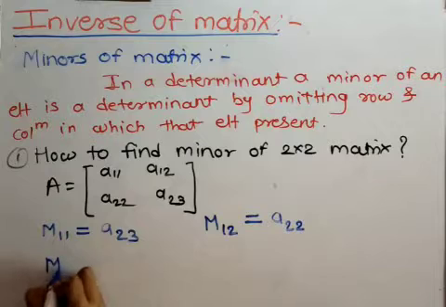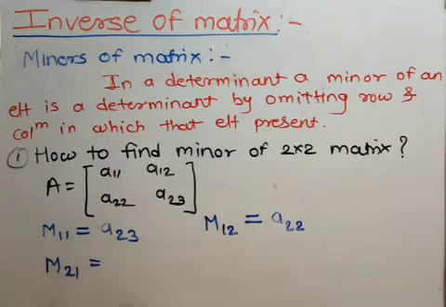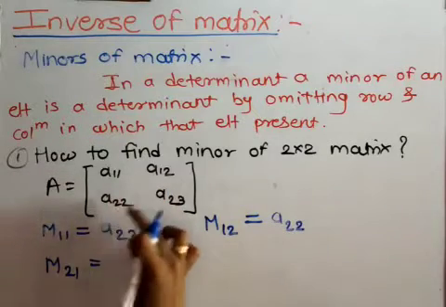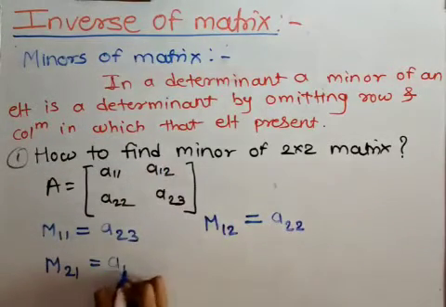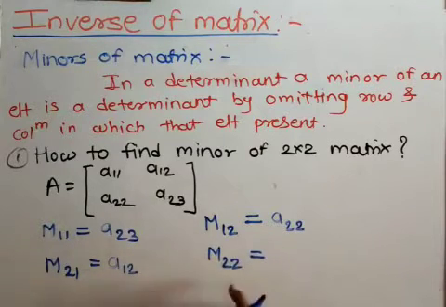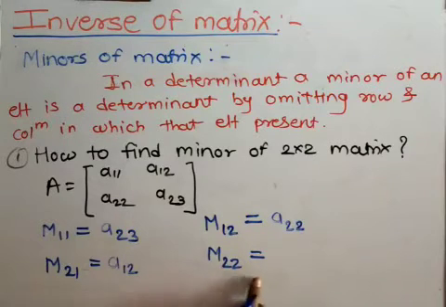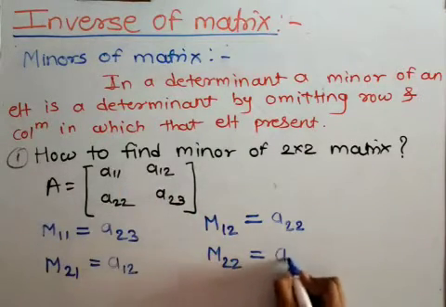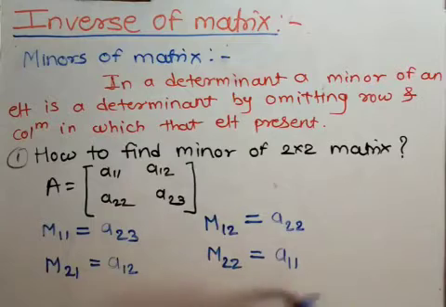Next, M21. For this minor, we neglect the second row and first column. So the remaining part is A12, right? Next, for M22, we neglect the second row and second column, so we get A11. So here we are done finding the minors of a 2 by 2 matrix.